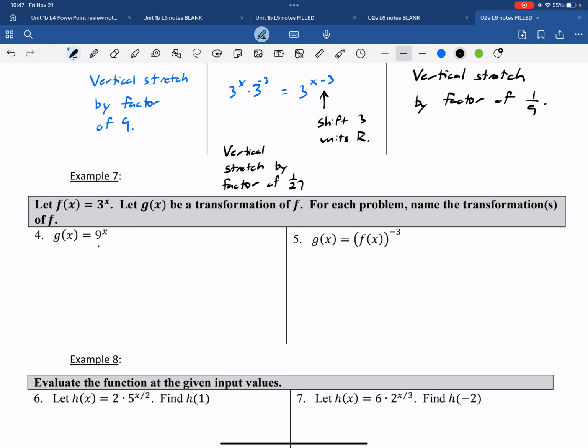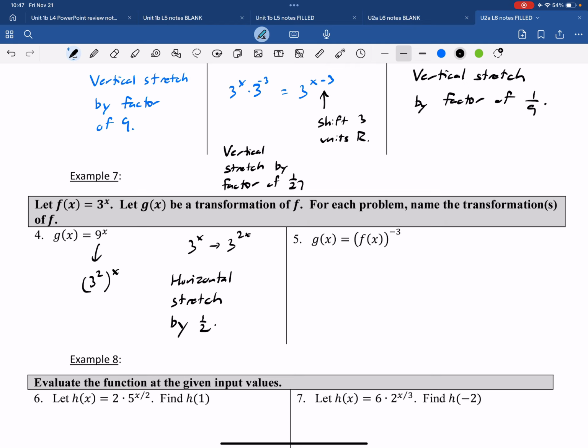Well, 9, in this case, 9 is 3 squared to the x. So we have 3 to the x changing to 3 to the 2x. So this is a horizontal compression. Sorry, I'm saying compression, but I just wanted to say stretch so we use consistent language. So compression by 2 is the same thing as a horizontal stretch by a half. I'm going to use that.